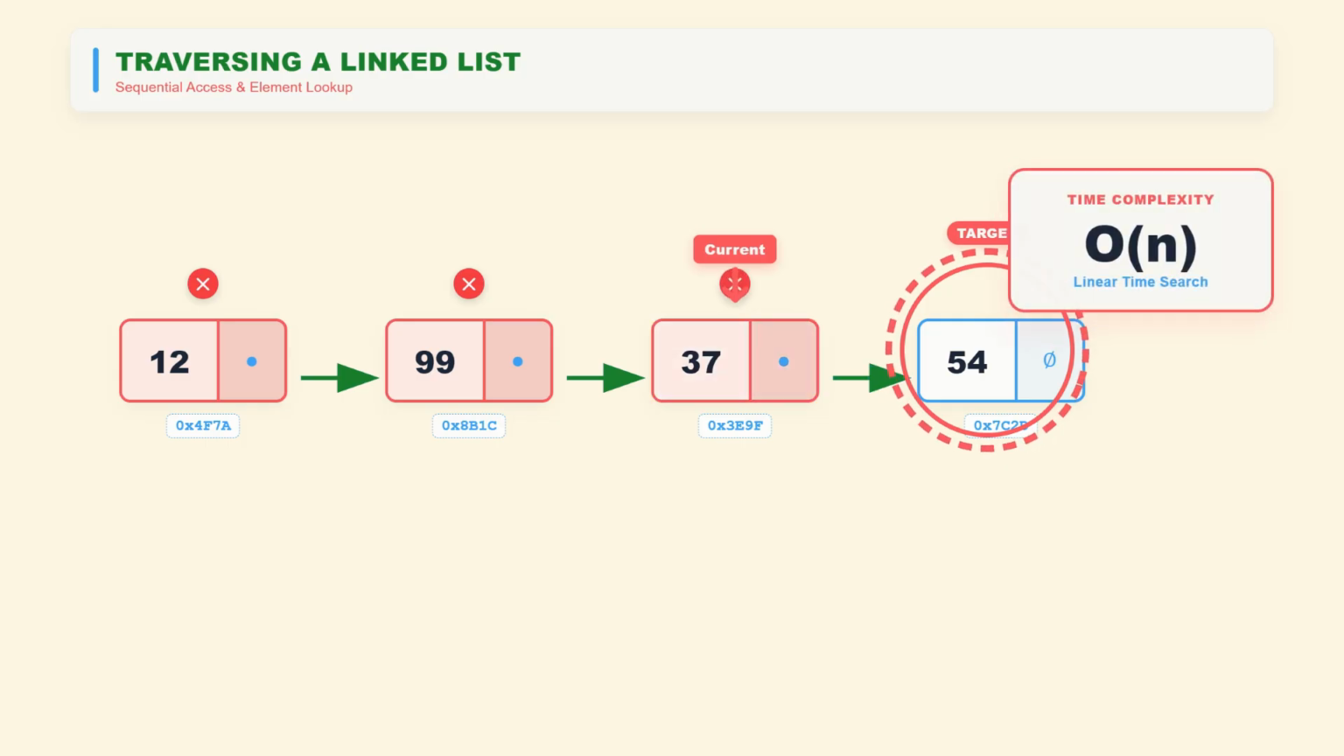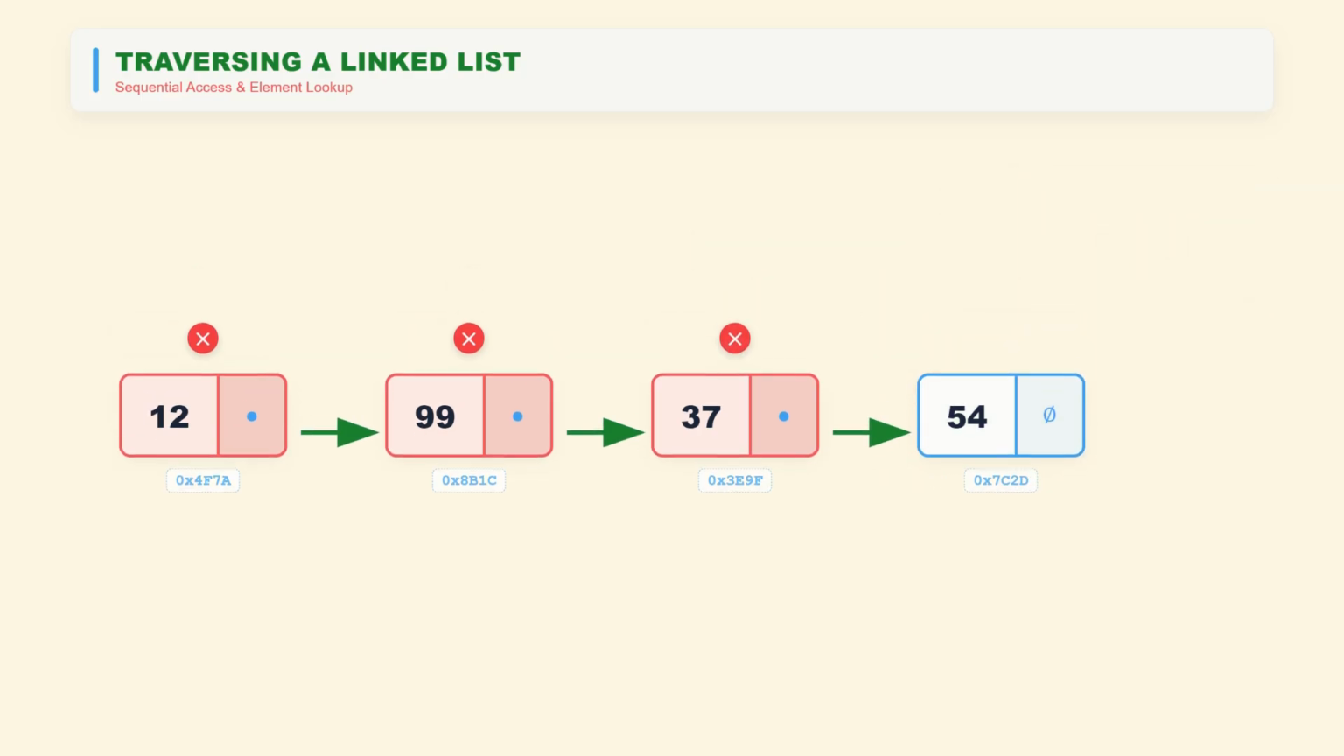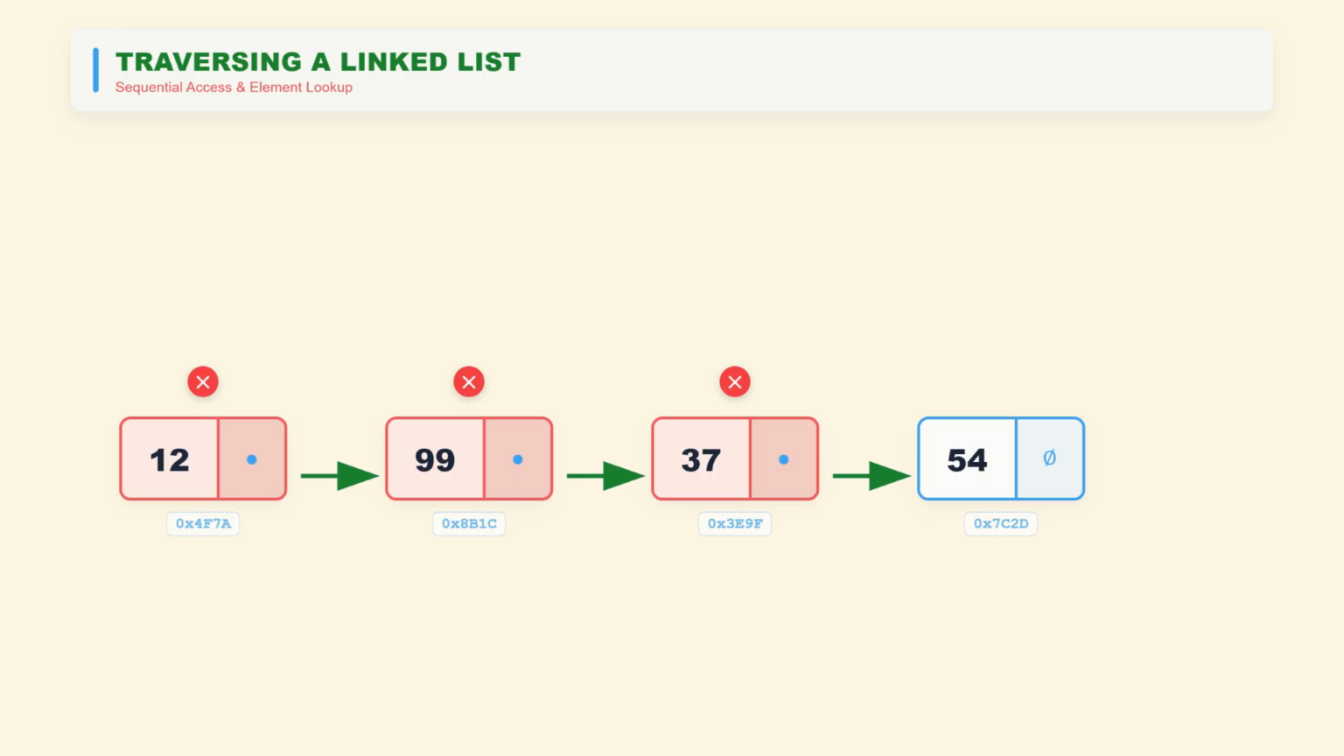Because the time it takes scales directly with the number of elements, searching has a linear time complexity, or big O of n. While this makes lookups slower than an array, this exact structural layout unlocks massive advantages when it comes to changing the data.